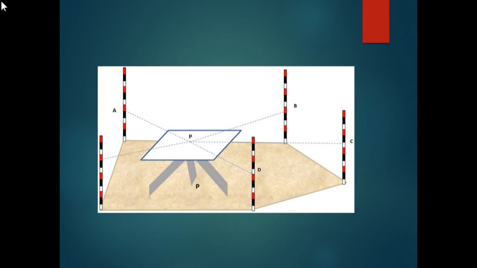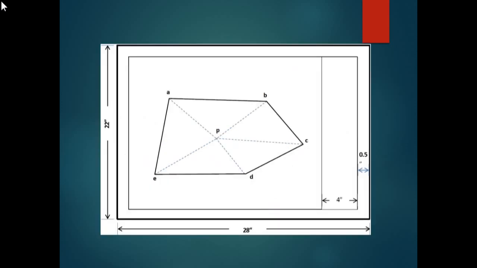This is a plane table which carries the tripod, and these are the five points A, B, C, D. In the plane table there is a midpoint P. By connecting PA, PB, PC, PD and PE, we find the area of that land. And while drawing on a sheet, it will come like this. See, it has a length and width. Width would be 0.5 and length is 28, and this is the radiation method.